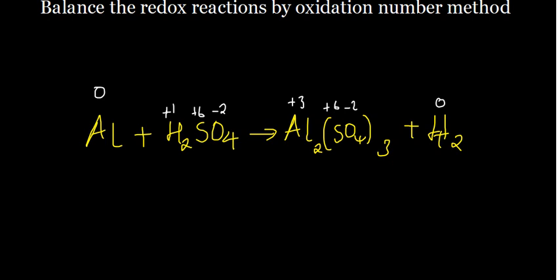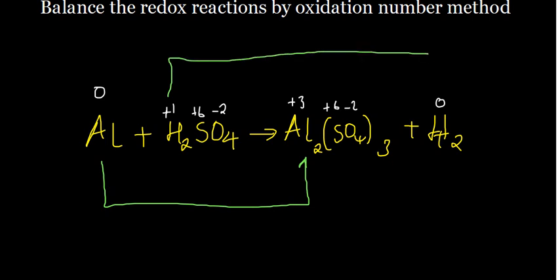So you look at those which are changing. Aluminium is moving from 0 to positive 3, and then hydrogen is moving from positive 1 to 0. Oxygen is also not changing. Since it's moving from 0 to 3 and becoming more positive, 3 electrons have been lost, because that is oxidation. Then from positive 1 to 0, that means that 1 electron is gained. So you are going to swap. Multiply this reaction by 3, multiply this by 1.